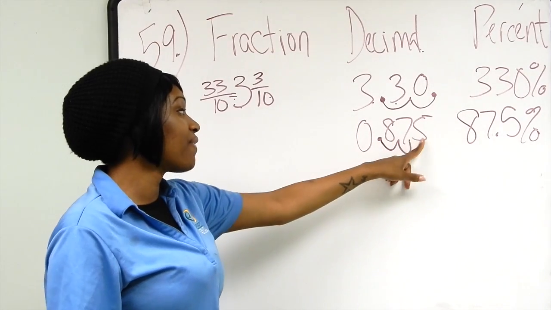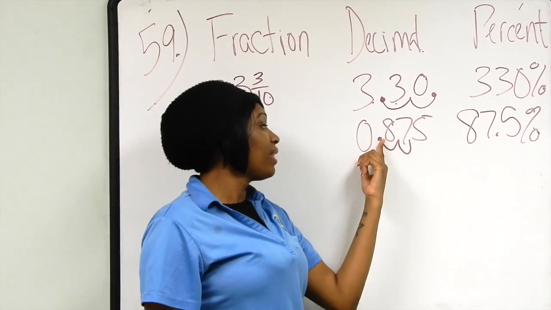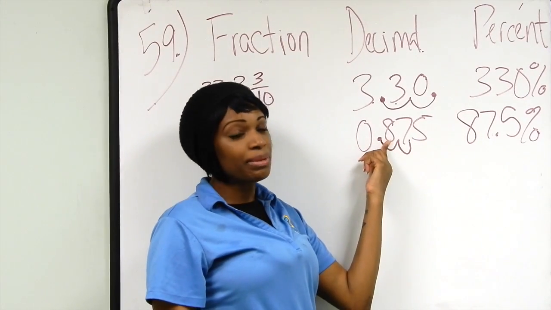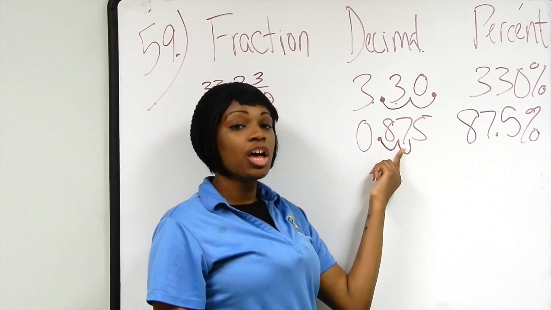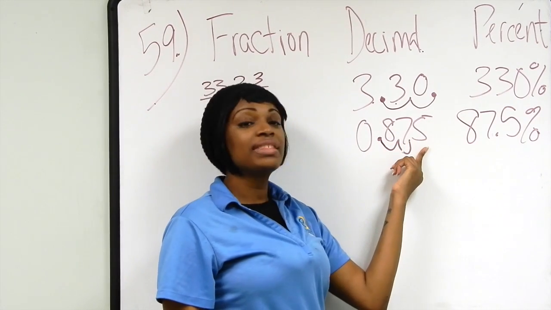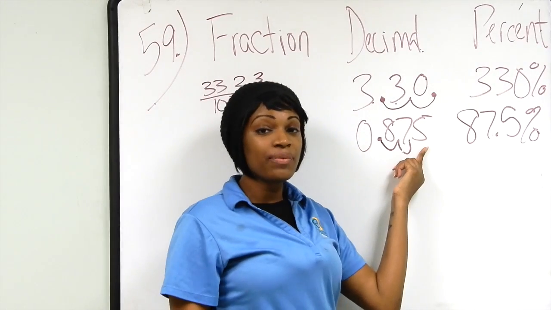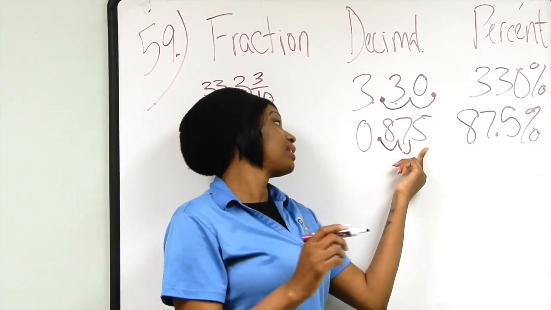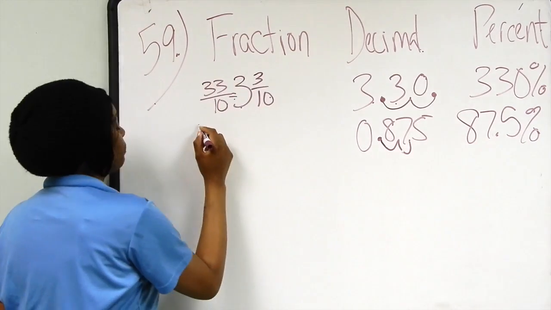Now here, we're going to look at our decimal, 0.875, and we're going to count how many places the 5 is in. So we have 8 in the tenths place, then 7 is hundredths, 5 is thousandths. So we're going to put 875 over 1,000.